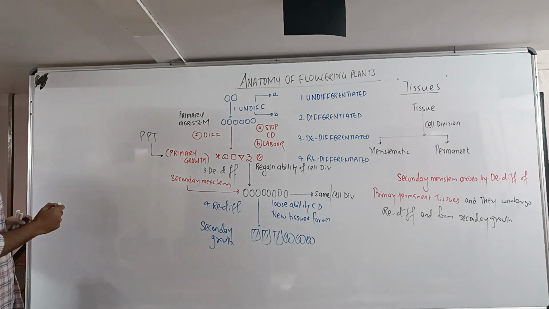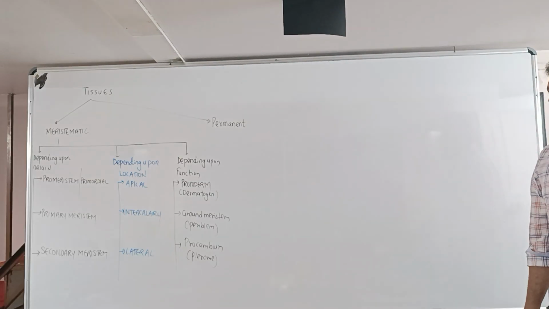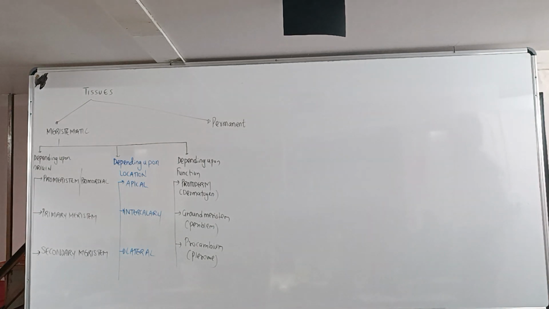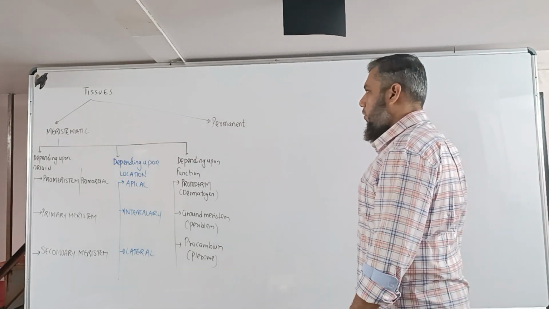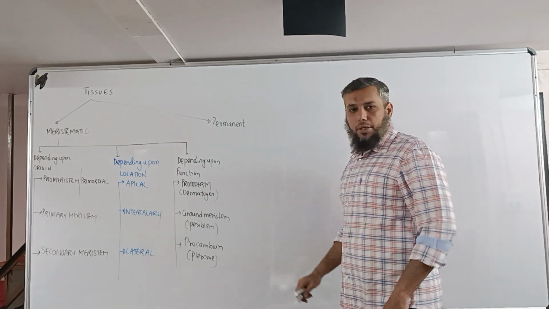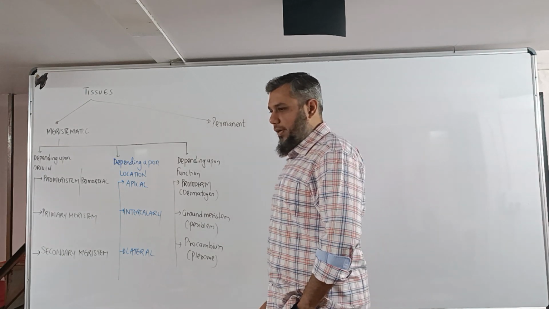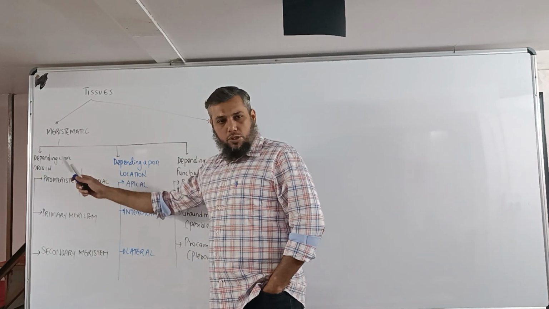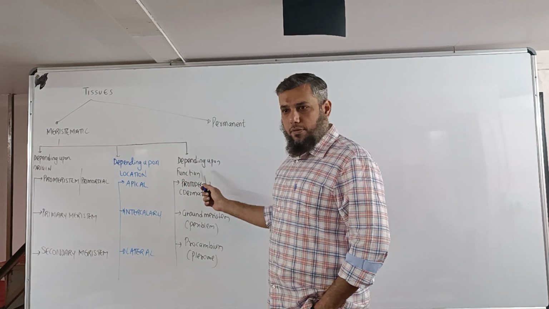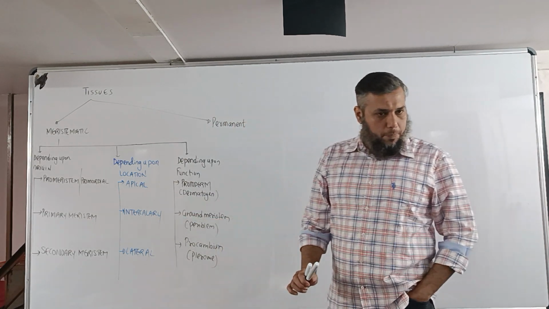And I think we copy this down first. Let us classify the tissues. So you have classified the tissues into how many broad categories? 2. What are they? Meristematic and permanent. Okay. And meristematic is classified depending upon its origin, depending upon its location, and depending upon its function, and three subtypes each.